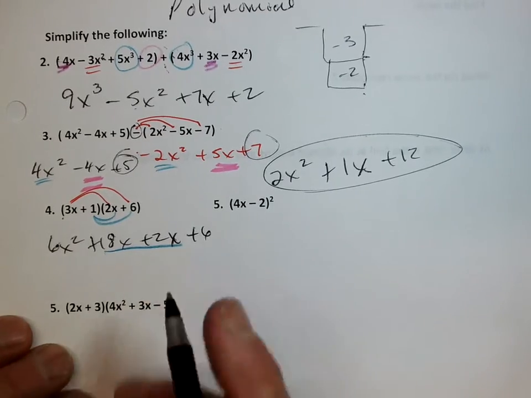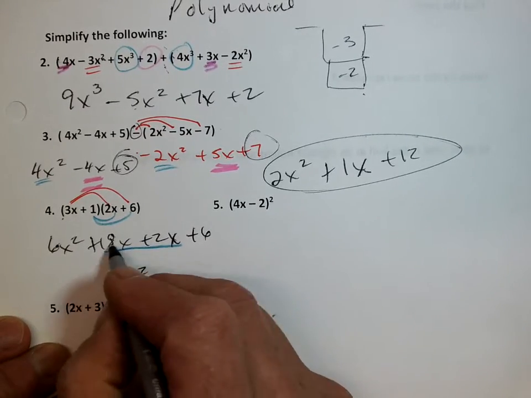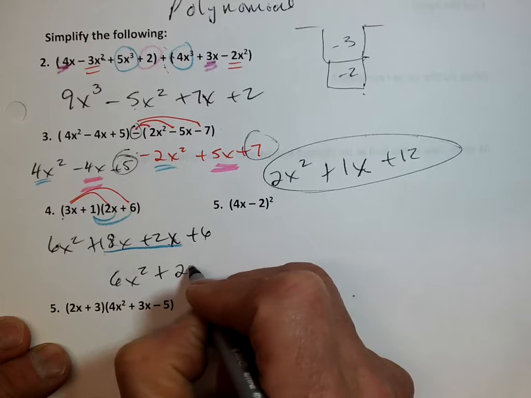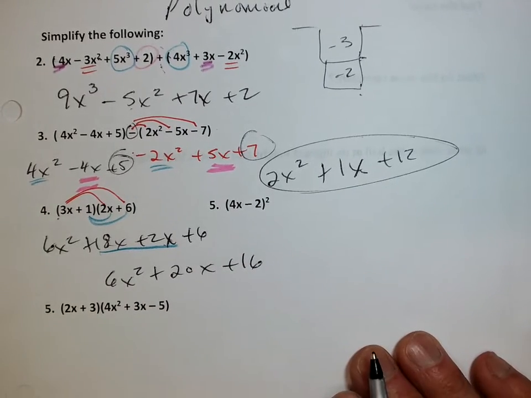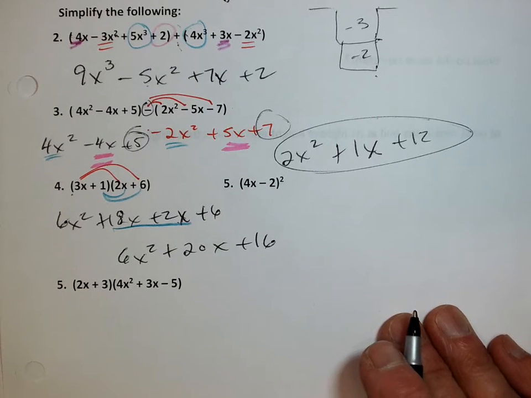So let's finish up 4. I've got a 6x squared. Combine these two, plus a 20x plus 16. Okay? Riley, you ask great questions. Keep asking, okay? Where did the 16 come out?